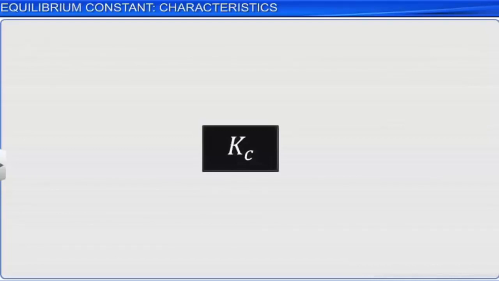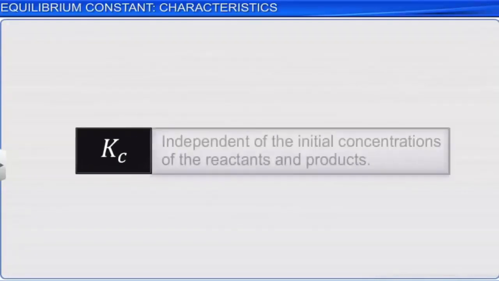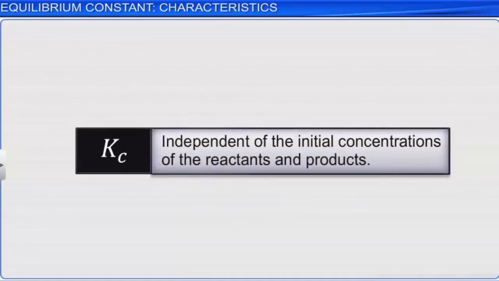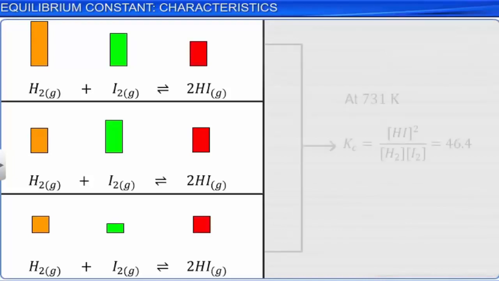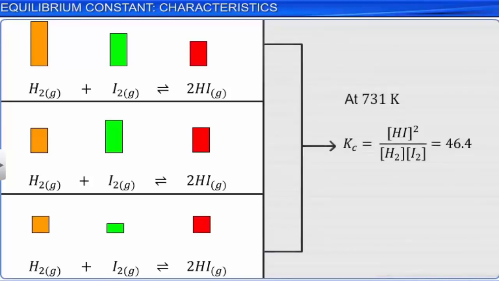Some characteristics of equilibrium constant are: the value of equilibrium constant is independent of the initial concentrations of the reactants and products. For example, the equilibrium constant for the reversible reaction of gaseous hydrogen and gaseous iodine in a sealed reaction vessel, irrespective of the initial concentrations at 731 Kelvin, is 46.4. The equilibrium constant for a particular reaction at a particular temperature is always constant and changes only with a change in temperature.